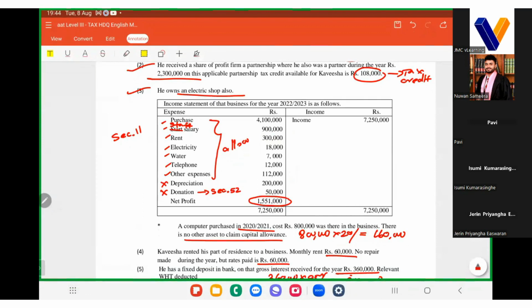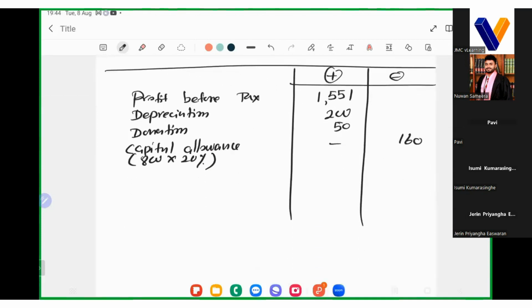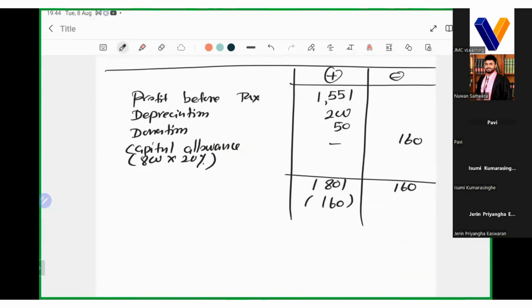Here we have already calculated the capital allowances per year of assessment, that 160,000, and you can deduct that as an expense. Right? So how did you get that? 800,000 into 20%, if you need to work it. So that's all about the adjustments under the business income. Then we can complete the business income calculation. So it's 1,801. Are these figures correct? Please check.